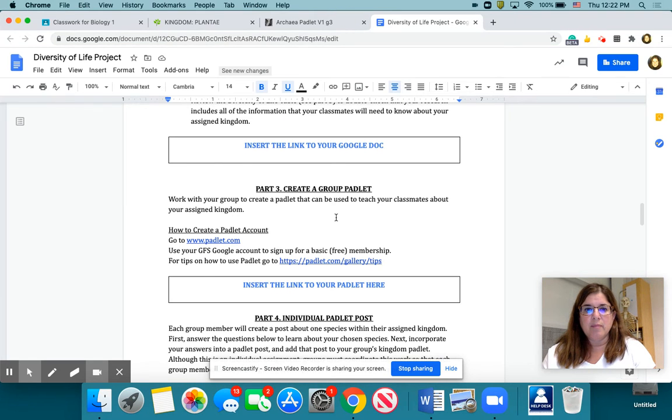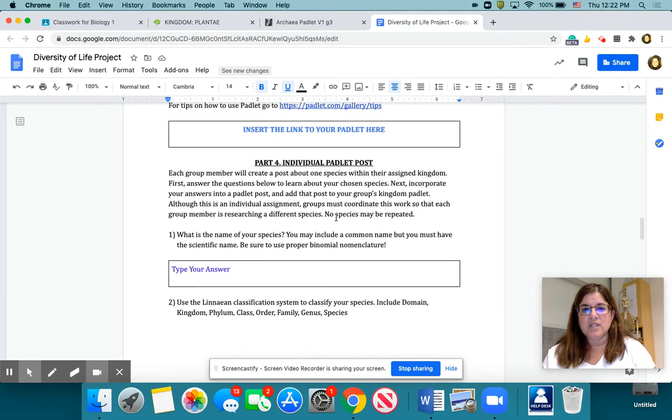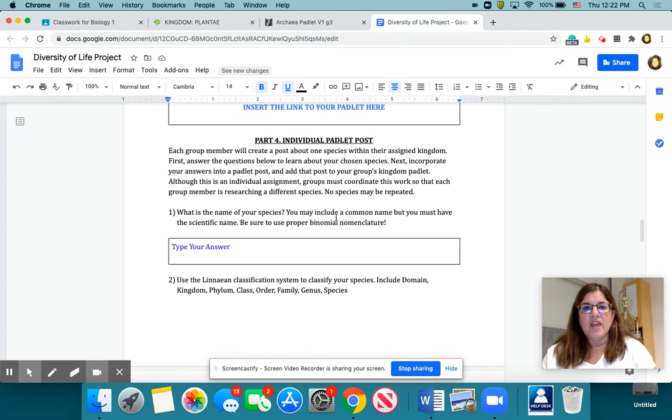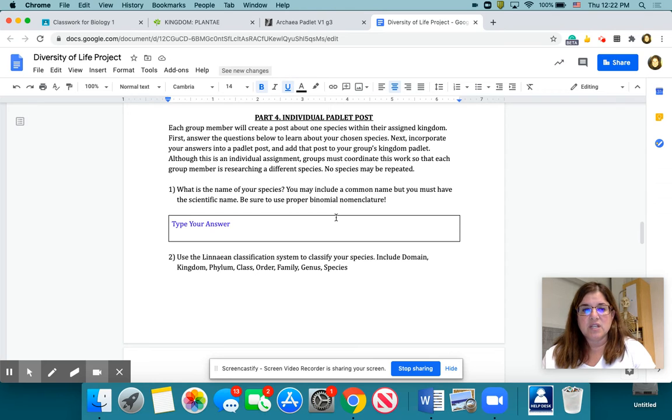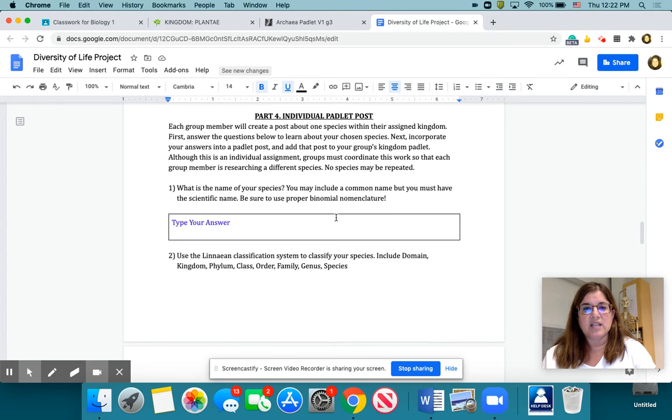So going back, part 4 was an individual homework assignment. They needed to come up with an individual organism within the kingdom that they were studying. So for example, that Archaebacteria group, a student would have to pick an individual Archaebacteria and learn a little bit more about it. Or my plant group, they had to pick an individual plant and learn a little bit more about it. Here they're practicing some skills that we've already learned in previous lessons.